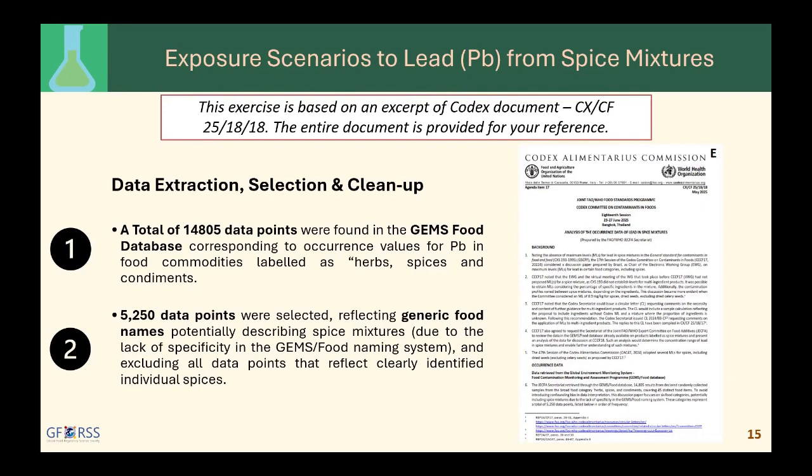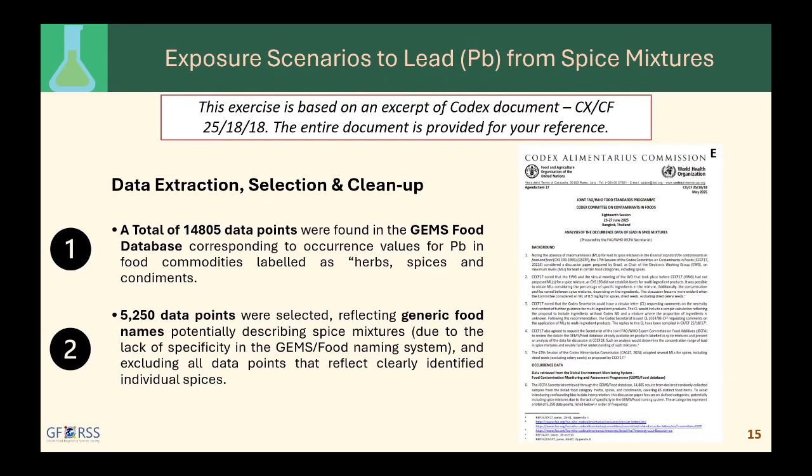They went to the GEMS food database and they searched for occurrence values of lead in food commodities labeled as herbs, spices, and condiments. So that's the generic food group classification. They found 14,805 data points for lead. It doesn't mean that herbs, spices, and condiments is specifically a mix. No, it could be individual spice, individual herb, etc.